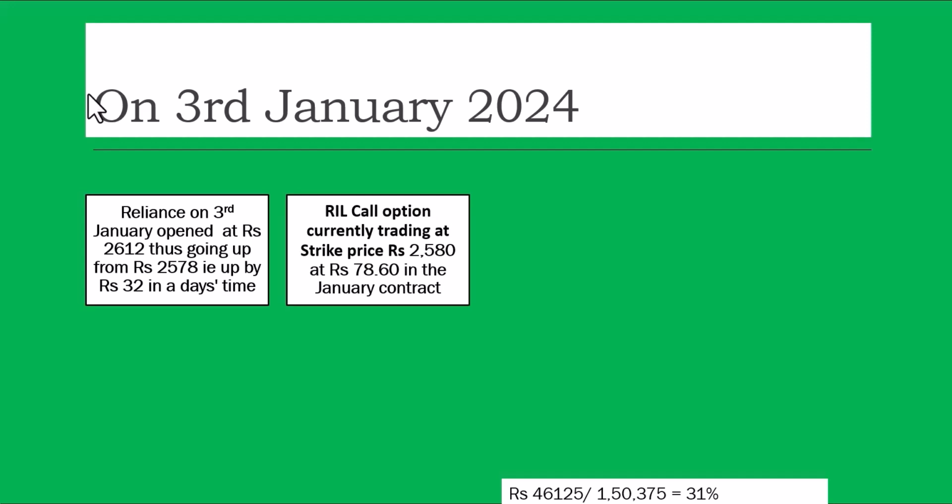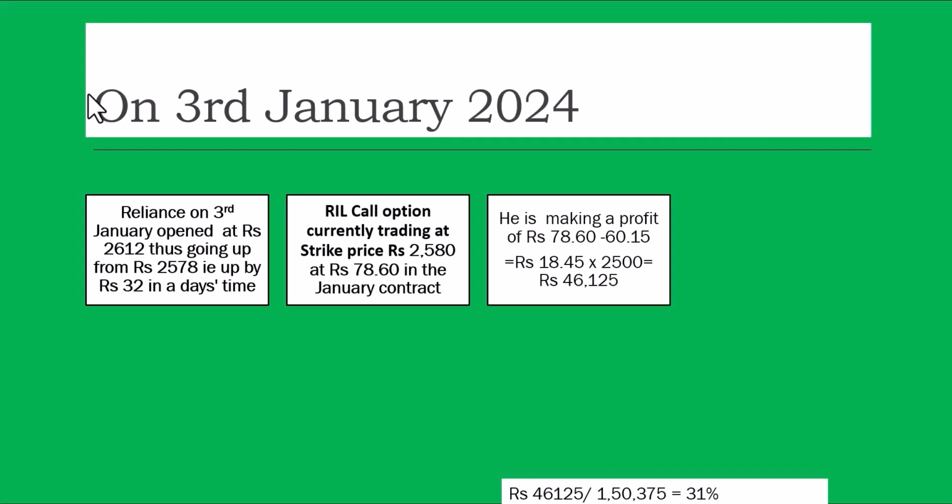Reliance call option currently trading at a strike price of 2580 at 78.60. So पहले कितने में trade हो रही थी? 61.15 or something. Now it was trading at 78.60 in a January contract. Within a matter of 2 days, he found that the call option premium has gone up. He is making a profit of how much? 78.6 minus 60, that means the difference is 18.4. Here we don't look at the price of Reliance, we look at the premium difference.